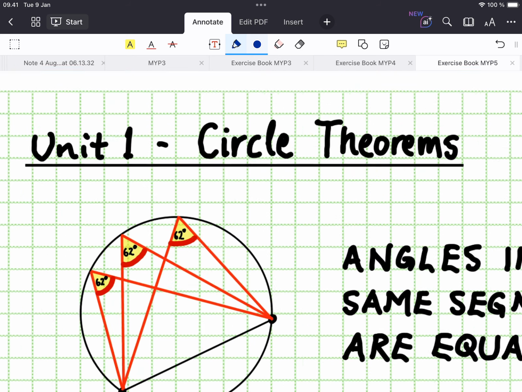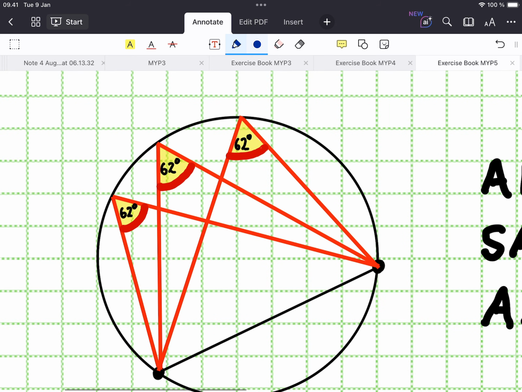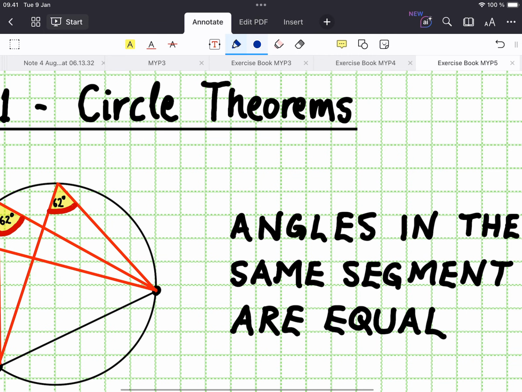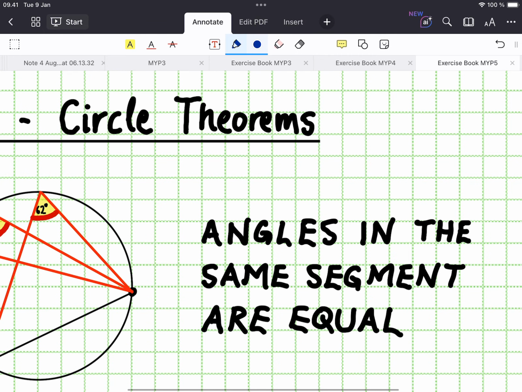So I've done an example here, and I've measured them all at 62 degrees. So wherever I put that angle from those 2 points, they are always the same angle. And that is called angles in the same segment.